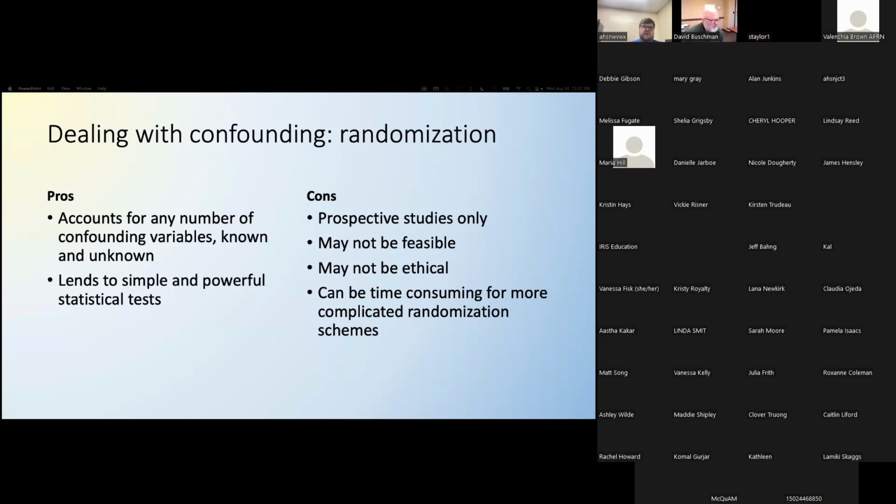So unfortunately, while randomization is often touted as like the gold standard for adjusting for confounding, the reality is that it's not usable for most study designs, especially because observational studies tend to be what most studies in medical literature are, just because that's where you really generate new ideas. Whereas the randomized controlled trials, those are a lot more specific and a lot more targeted.